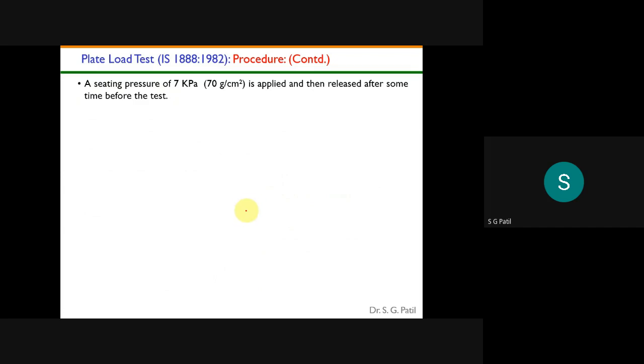Okay, now we will see the procedure. What are the different steps involved in the plate load test? The first step is to apply some seating pressure. How much? Around 7 kilopascal you have to apply, maintain for some time, and then remove that load. That is my first step.